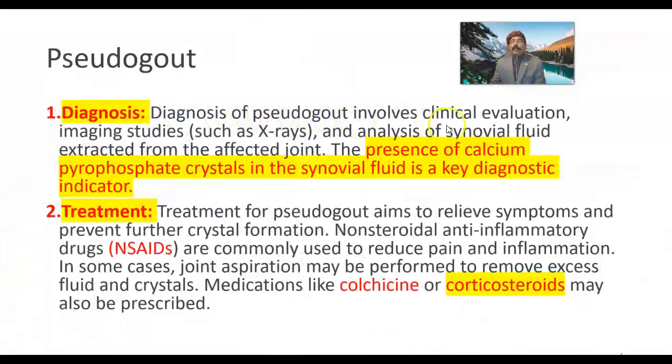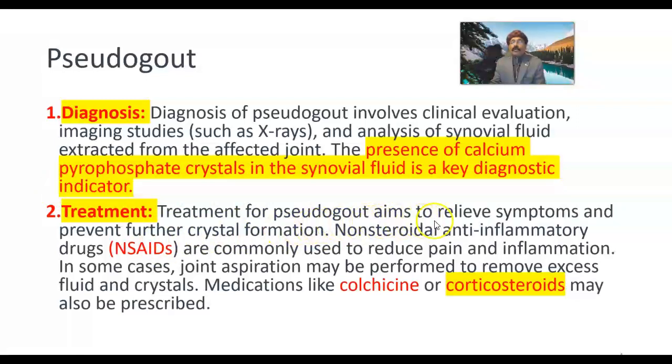Diagnosis of pseudogout involves clinical evaluation. With imaging studies such as X-rays, we will see calcification in the cartilages due to the deposition of the crystals. And analysis of synovial fluid extracted from the affected joint, presence of calcium pyrophosphate crystals in the synovial fluid, is a key diagnostic indicator.